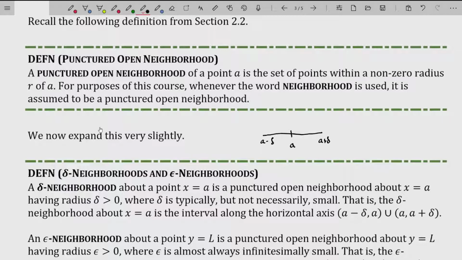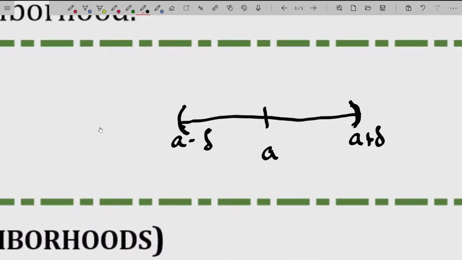And we are going to require that as we inflate that radius, like you would inflate a balloon, we're not going to include the endpoints. It's just a requirement of an open neighborhood. So this is what makes the neighborhood open. And we're going to call it punctured because we're not going to include A itself in the neighborhood. So all of the points within our neighborhood are everything from A minus delta to A, but not including A minus delta, nor including A, and everything from A to A plus delta, again, not including A and not including A plus delta. That is a punctured open neighborhood.